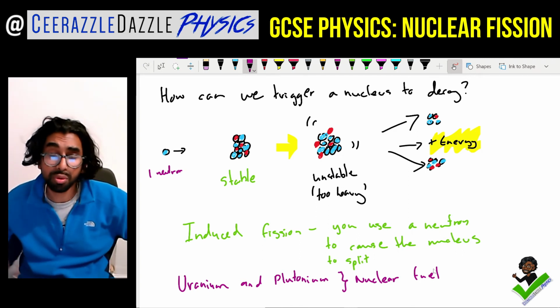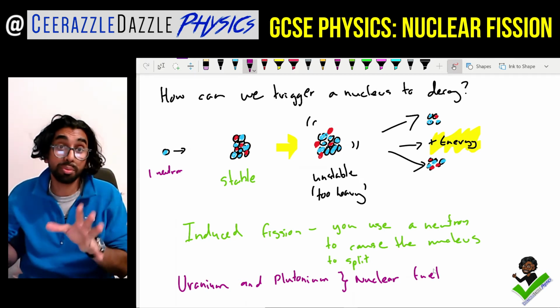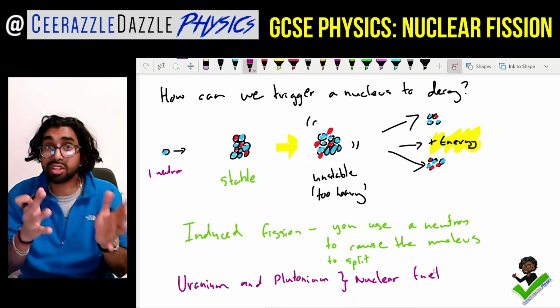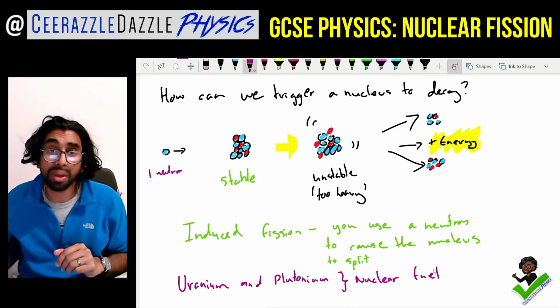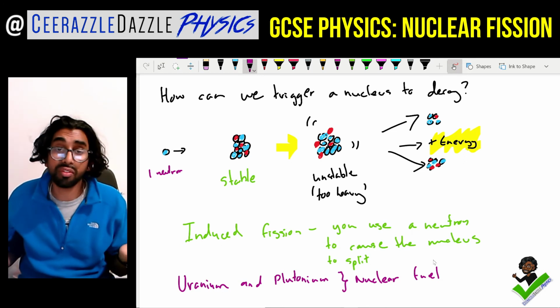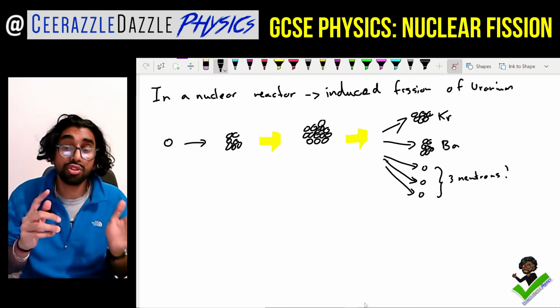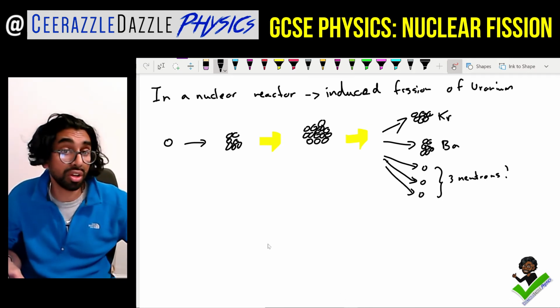Okay, so we've talked about fission, which is the splitting of the nucleus. We've talked about induced fission and when you trigger it to split. And now we're going to talk about, in a nuclear reactor, what is actually happening. So in a nuclear reactor, there is a certain equation you've got to know. Okay, so in a nuclear reactor, guys, we have induced fission of uranium. So look, I've drawn it over here.